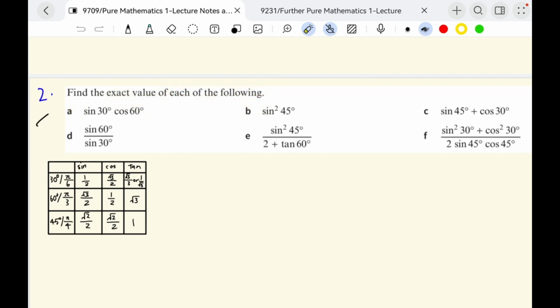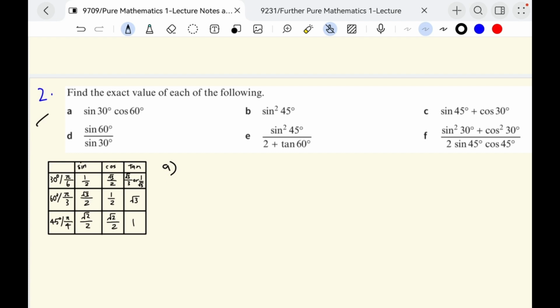As you can see over here, I've copied and pasted the table from the notes above, for the exact values of the trigonometric ratios for 30 degrees, 60 degrees, and 45 degrees. Why is it important for you to memorize it? Because it is useful and beneficial for you to answer questions regarding exact values. So let's start from A.